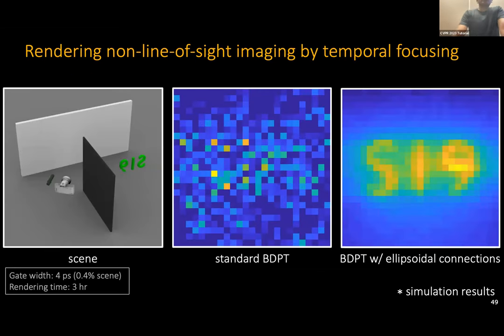Okay, before I show the effect of design parameters, I'm showing here a comparison of the standard BDPT technique to render temporal focusing with our renderer. You can see that the standard BDPT technique cannot even render a hint of temporal focusing, whereas the efficient time-gated rendering technique that we built was able to render the non-line of sight imaging setup in a couple of hours.